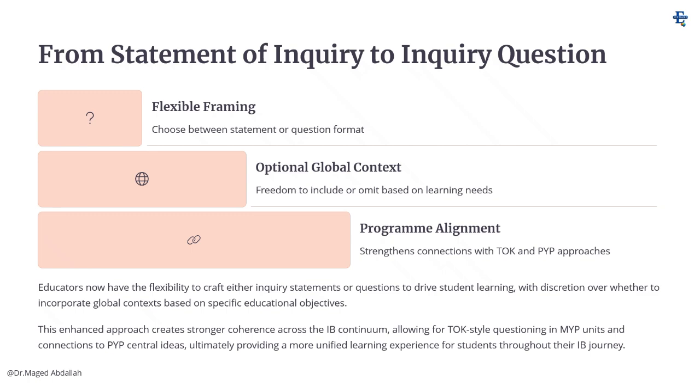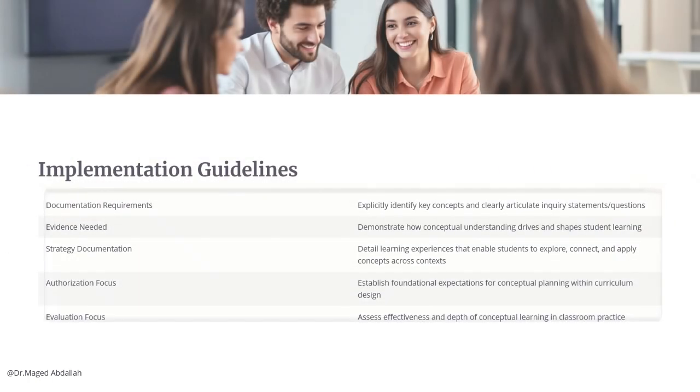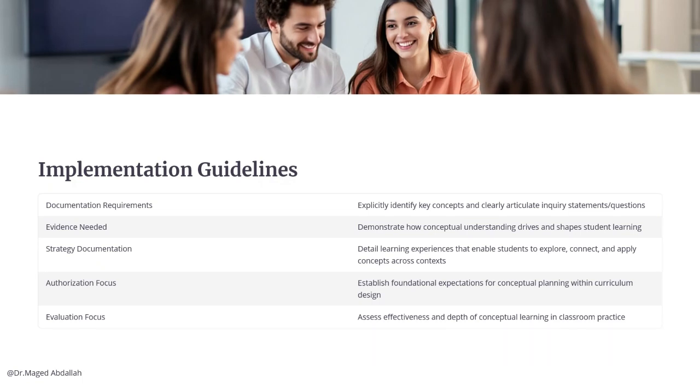To meet IB expectations during the beta trial, schools need to do 3 things. First, identify the concepts being explored. Second, create an inquiry question or statement. Third, document how conceptual learning will happen through classroom tasks, discussions, and strategies. What matters most is not the form, but the function. Does the unit clearly support students in developing conceptual understanding?